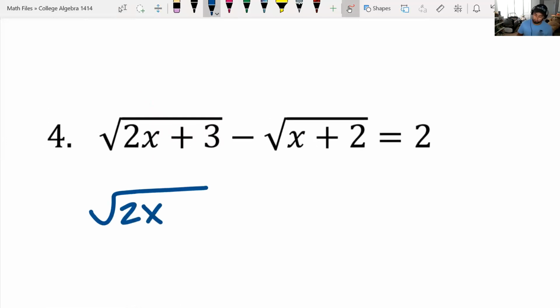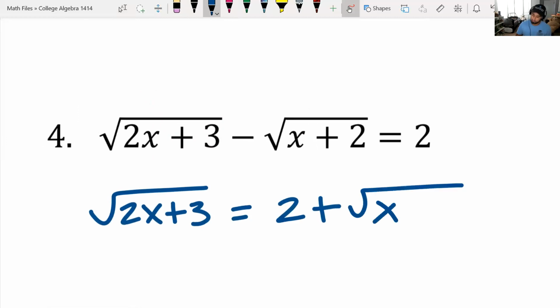Square root of 2x plus 3 equal to 2 plus the square root of x plus 2. Okay, so what we have done is isolated one radical on the left and created a tiny monster on the right. And now, since these are square roots, what we're going to do is square both sides.